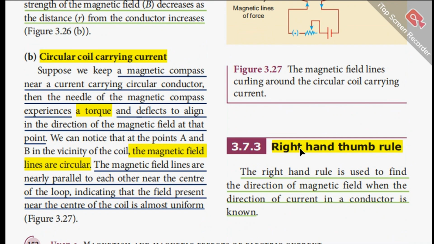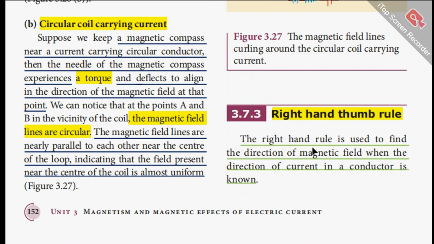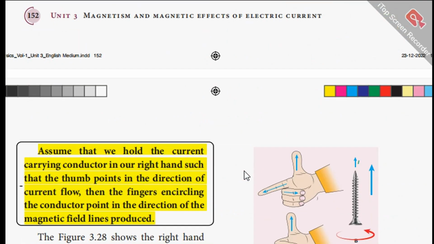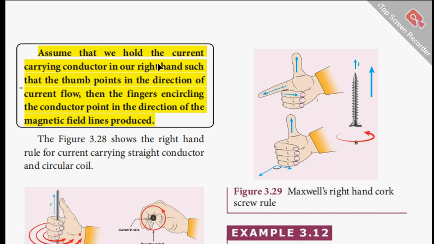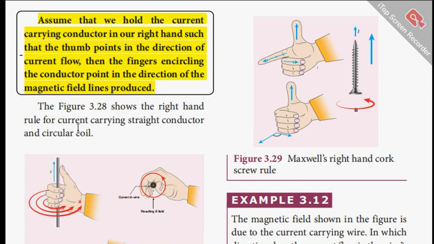Next, we are going to study about the right hand thumb rule. The right hand rule is used to find the direction of magnetic field when the direction of current in a conductor is known. What is the right hand thumb rule? Let us assume that we hold the current carrying conductor in our right hand such that the thumb points in the direction of current flow. Then the fingers encircling the conductor point in the direction of the magnetic field lines produced.